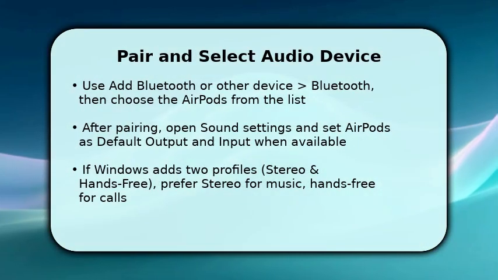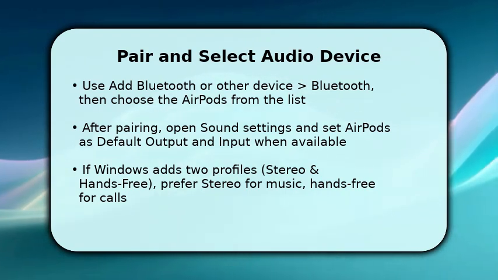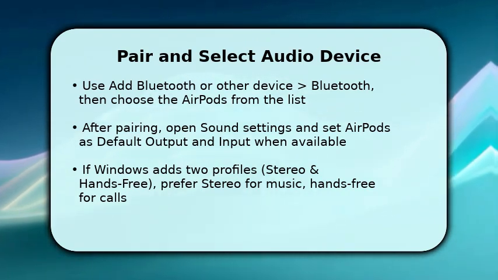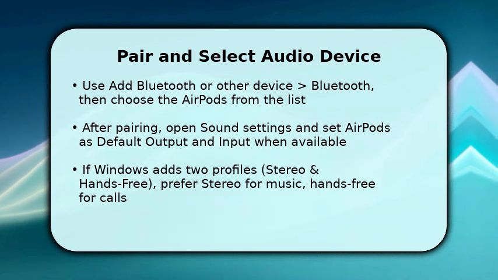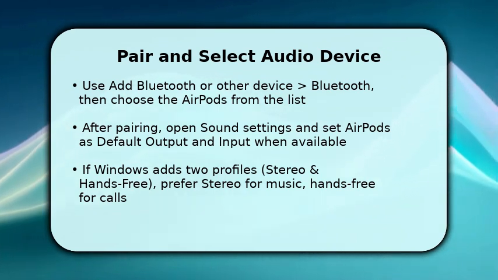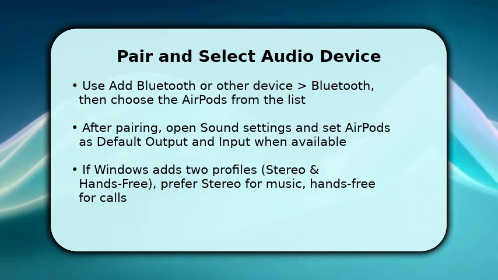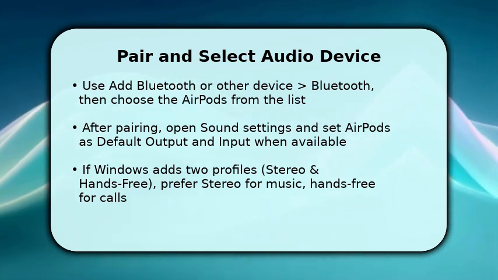You'll now pair and configure audio profiles. Go to Add Bluetooth or other device, choose Bluetooth, and pick your AirPods from the list. Once paired, open Sound Settings and select your AirPods as the default output device so audio plays through them. Check Input 2 if you need the mic.